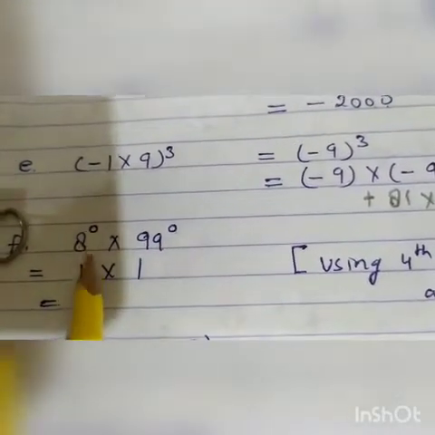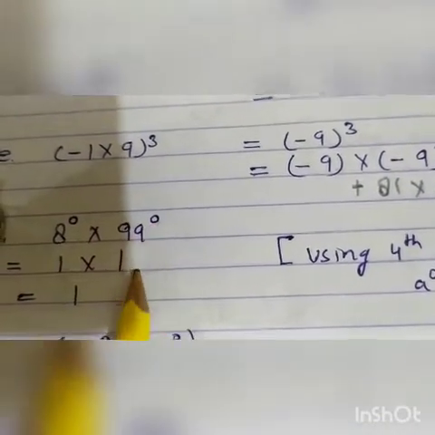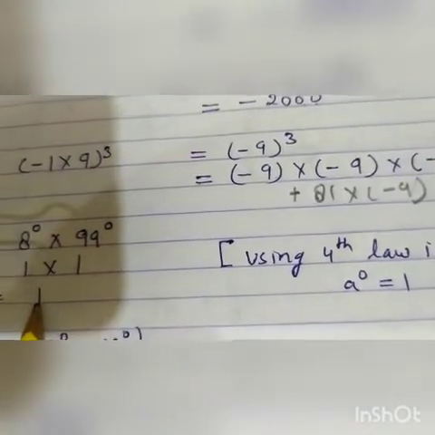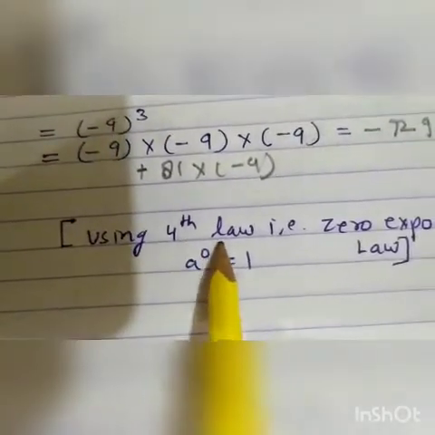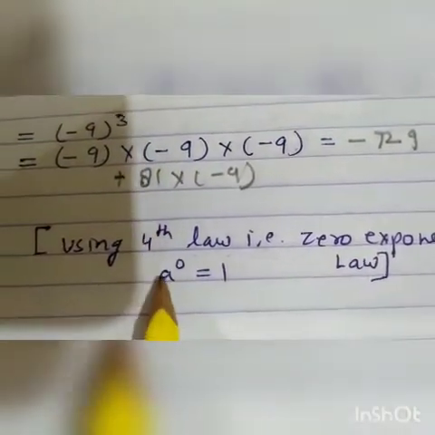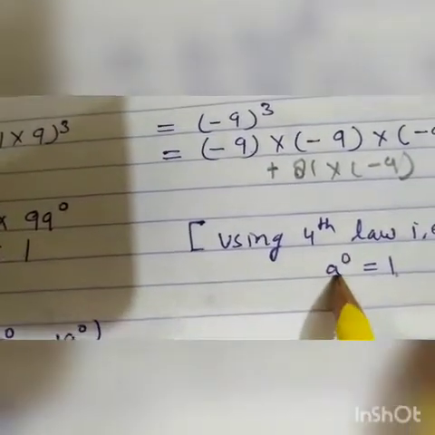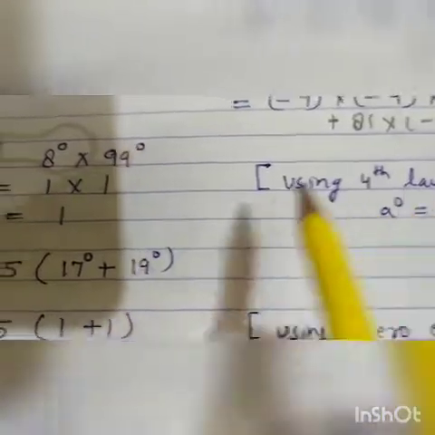Next, F part, 8 power 0 multiplied by 99 power 0. The value of 8 power 0 is equal to 1, multiplied by the value of 99 power 0, which is also 1. 1 one is 1. As I just explained in the example, using the fourth law, that is the zero exponent, a power 0 is equal to 1. If the power is 0, whatever the base, it doesn't matter, the value will be 1.